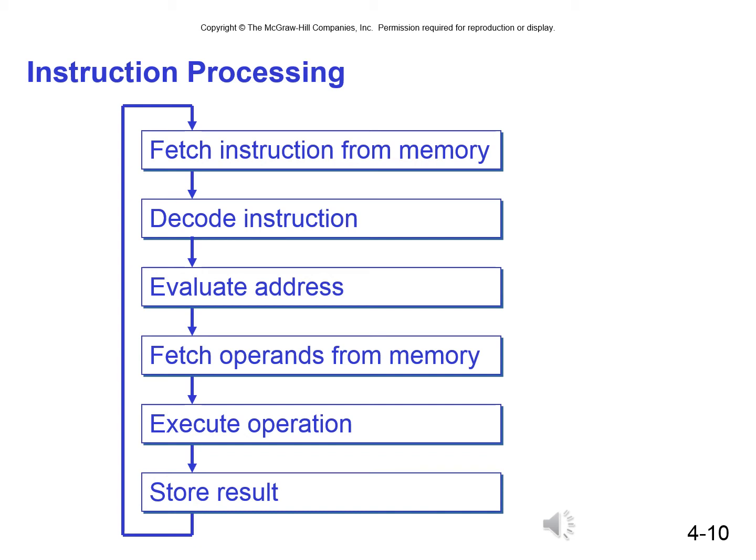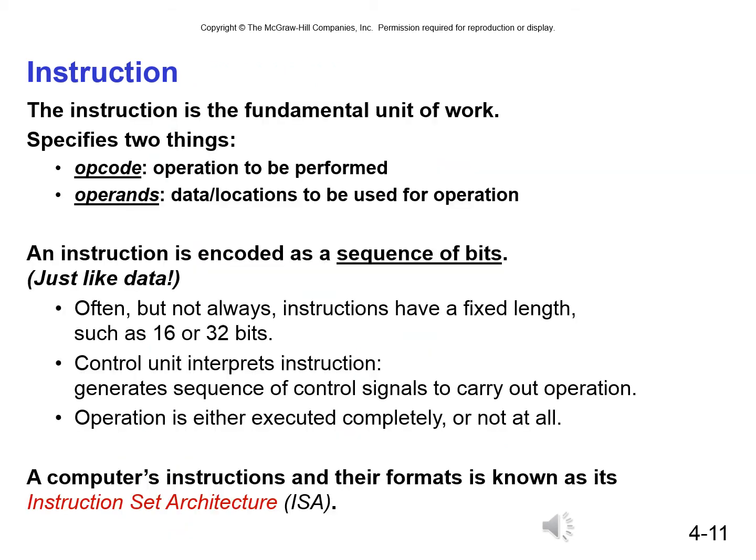So first thing that happens is they fetch the instruction from memory, decode the instruction, evaluate addresses if there are addresses in the instruction, if it's a data movement instruction, or if it's a load command or a store command. Fetch operands from memory, execute the operation, and store the result. So those 6 steps are the maximum number of steps it takes to process a single instruction. Some instructions skip certain steps, and we'll get to that in great detail coming up.